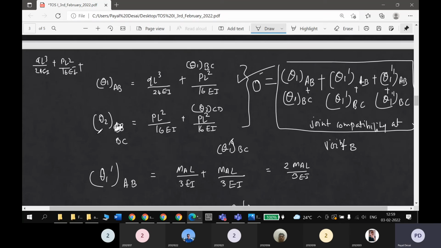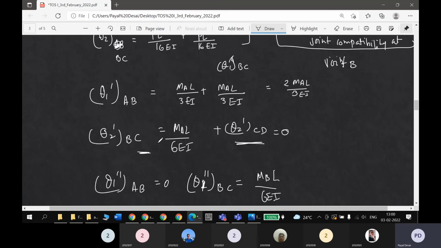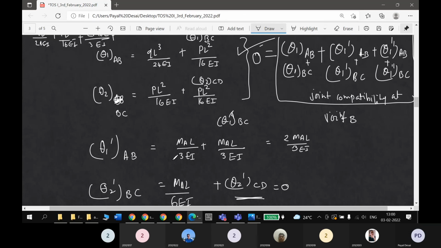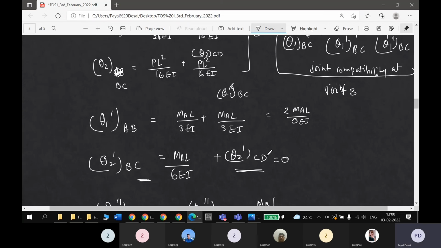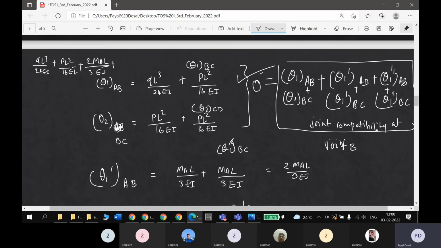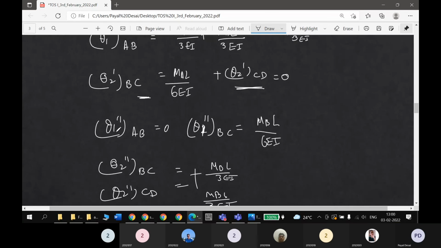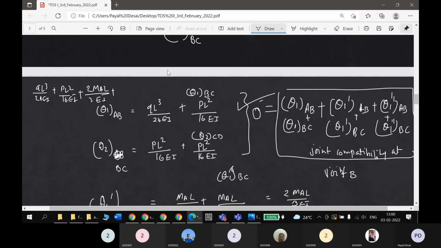So 2 times MA L over 3 EI plus due to AB, ये एक आ गया, and due to BC it is anyway being added, then theta 1 double dash AB is 0, but BC से आएगा MB. Theta 1 double dash 1 है, यहाँ पे देखो, theta 1 double dash due to BC is MBL by 6 EI. So plus, this is equal to 0. This is my joint compatibility equation at joint B.